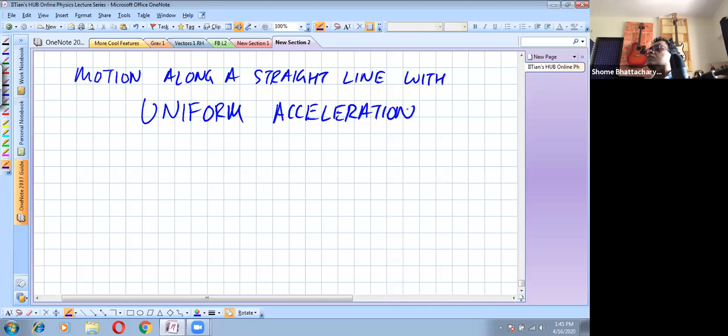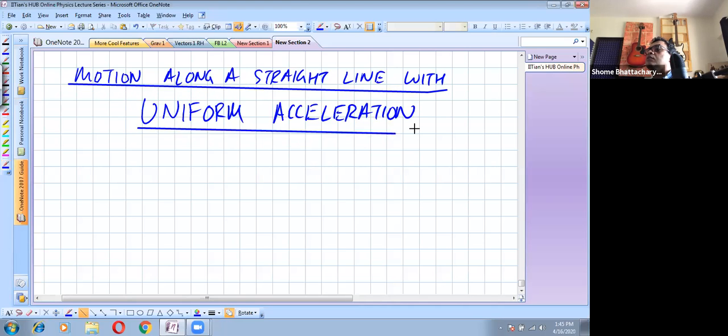We look at this. This is our next topic within 1D motion. And in this, we will start by looking at the derivation of the standard equations.